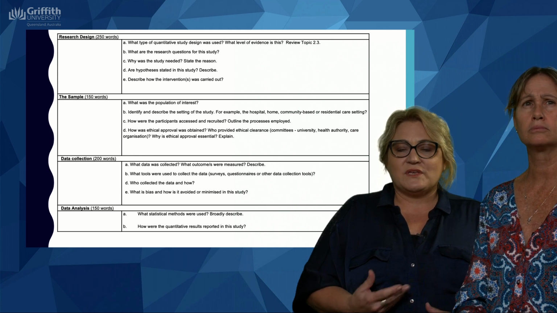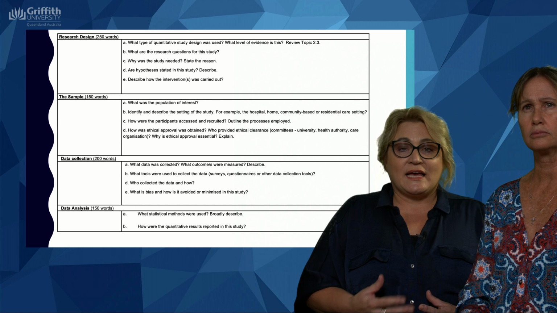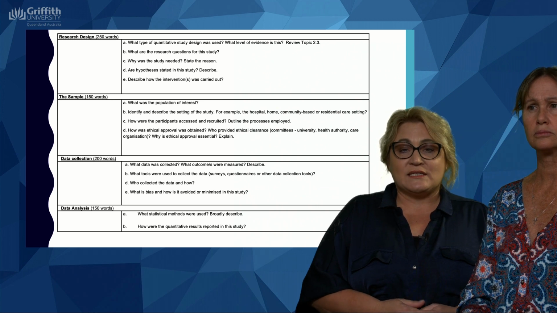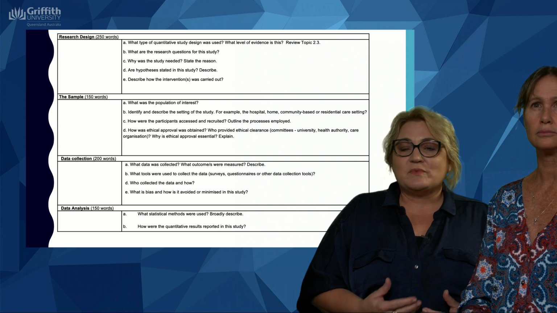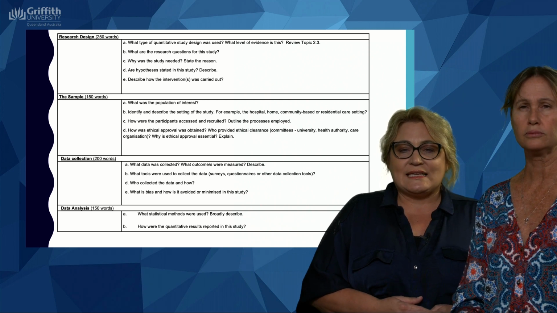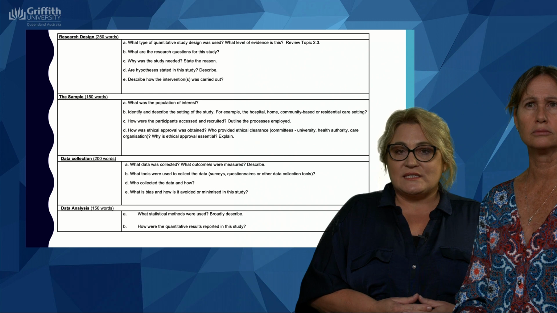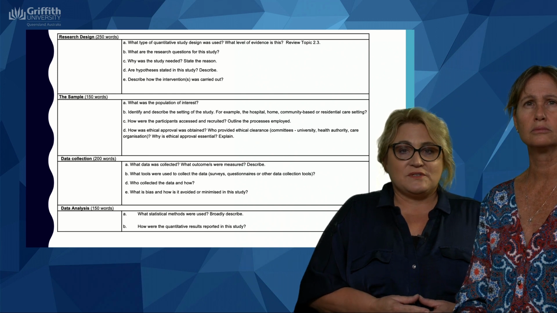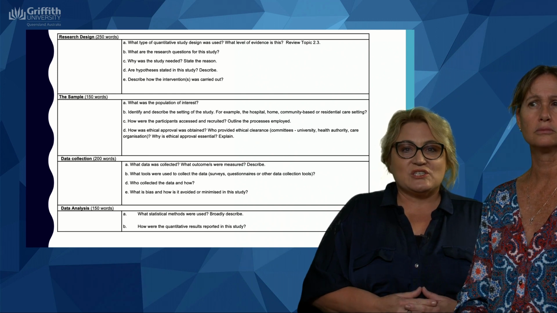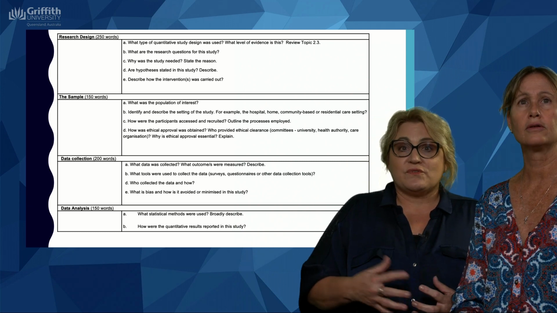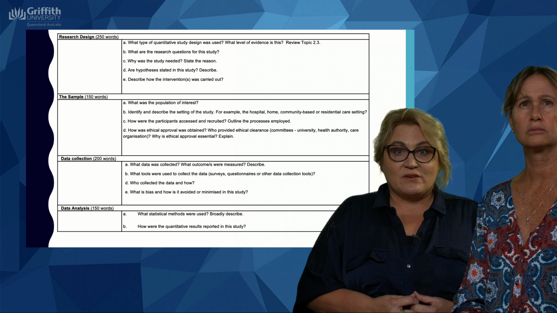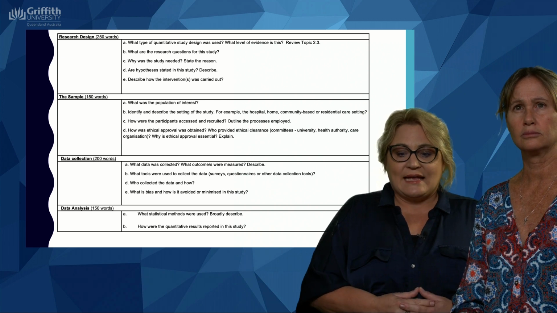And you can see from the information provided on the A3 assessment tab on the course site, we've included some key questions that you should be able to address when looking at each section. So the research design part is 250 words, and you're answering questions including, is it qualitative, is it quantitative? You can review topic 2.3, that will help you answer this section.